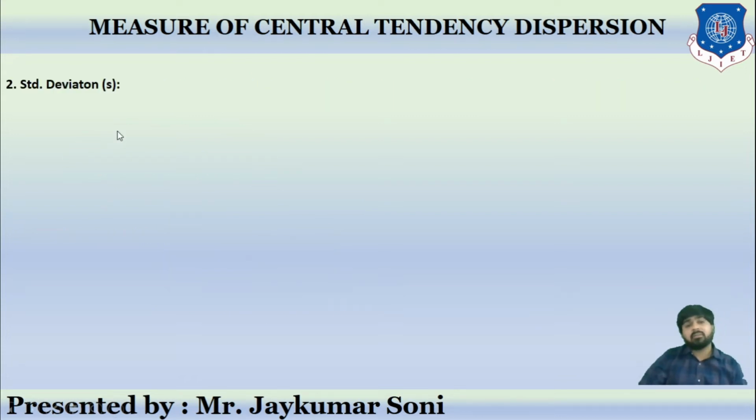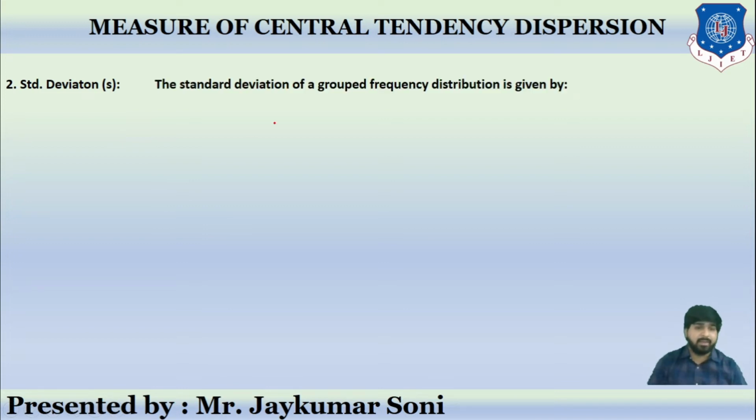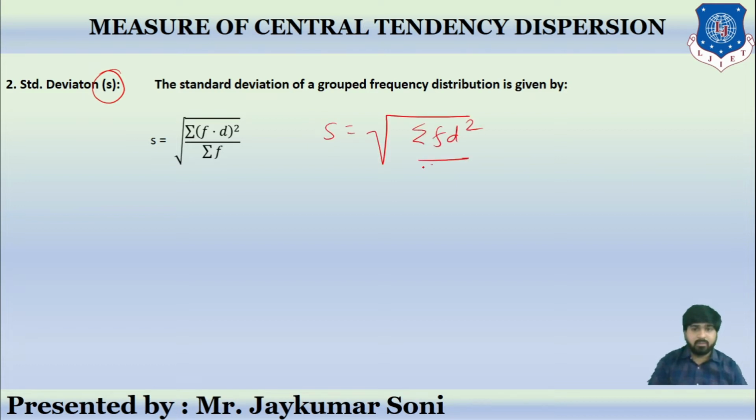Then comes the second method, that is called standard deviation, denoted by S. The standard deviation of a group frequency distribution is given by this equation: S is equal to the square root of the summation of f d square, divided by the total number of observations.